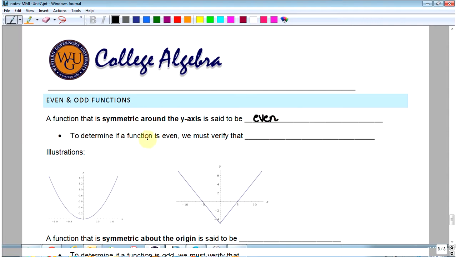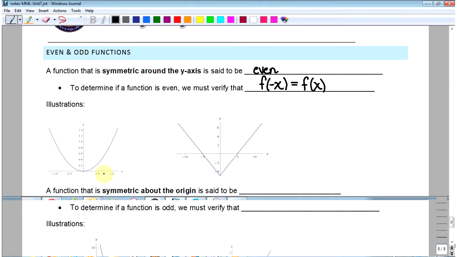To determine if a function is even, we must verify that when you substitute in a negative x value into your function, you're going to get the same answer as if you substituted in the positive x value. So here's some illustrations of even functions. By sight, we can see that a function is symmetric around the y-axis. If you fold your graph in half along the y-axis, the two sides will meet up perfectly.